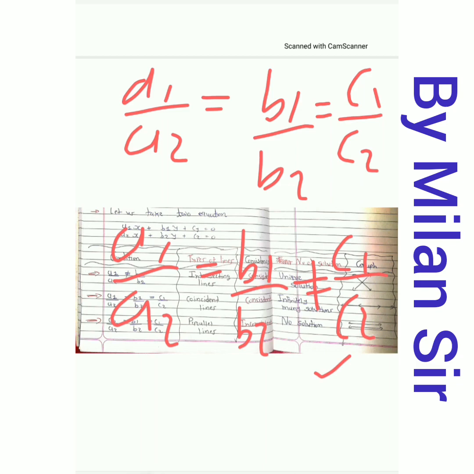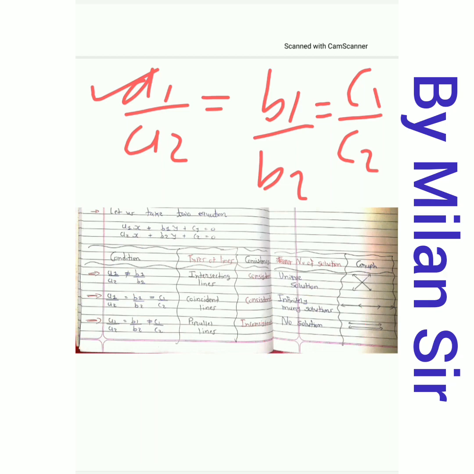Now if we get this condition, that means a1 upon a2 is equal to b1 upon b2 is equal to c1 upon c2, then our two lines are coincident lines, because one lies on another. So this is the condition of coincident lines. In coincident lines, every point lies on both lines, because these two lines are the same.